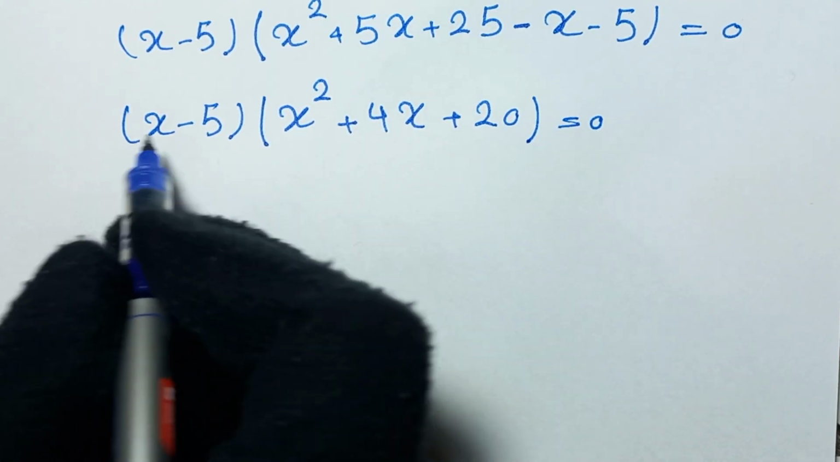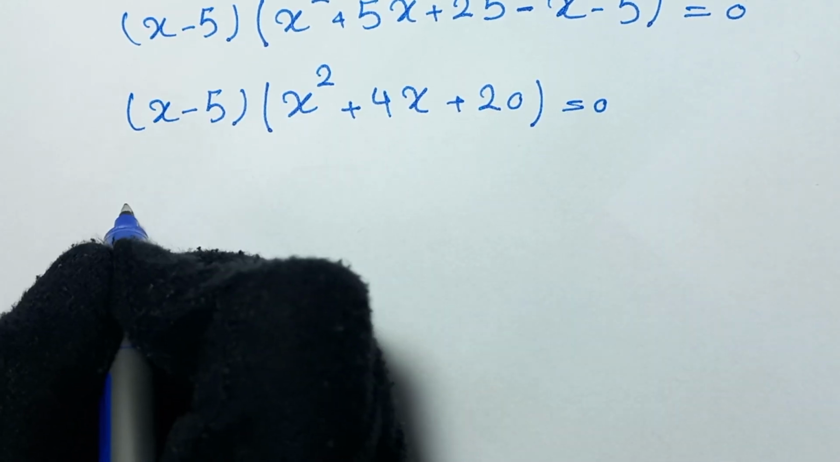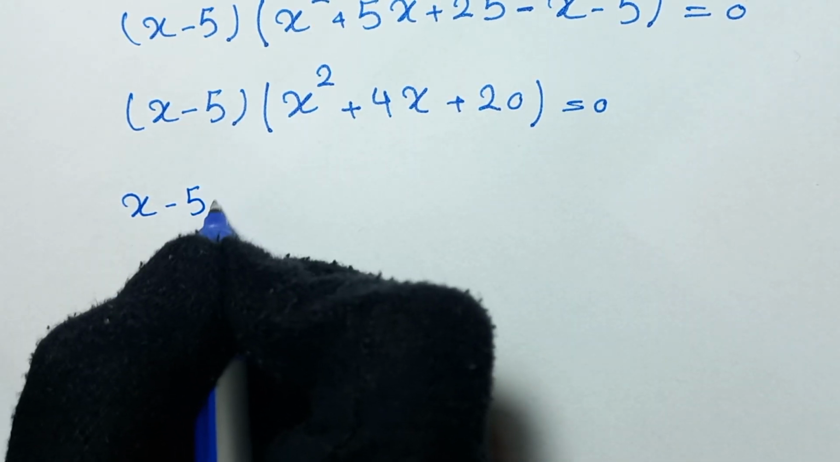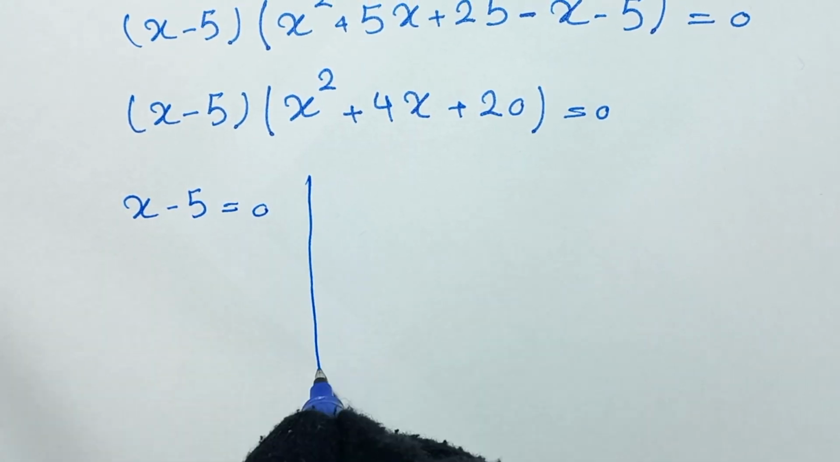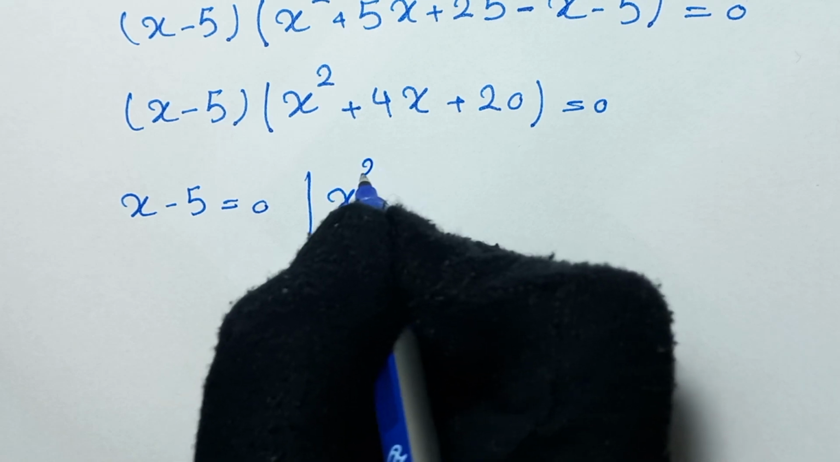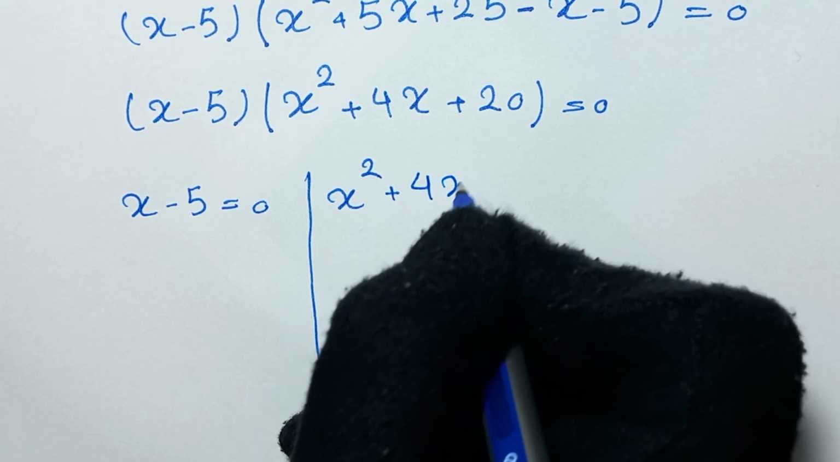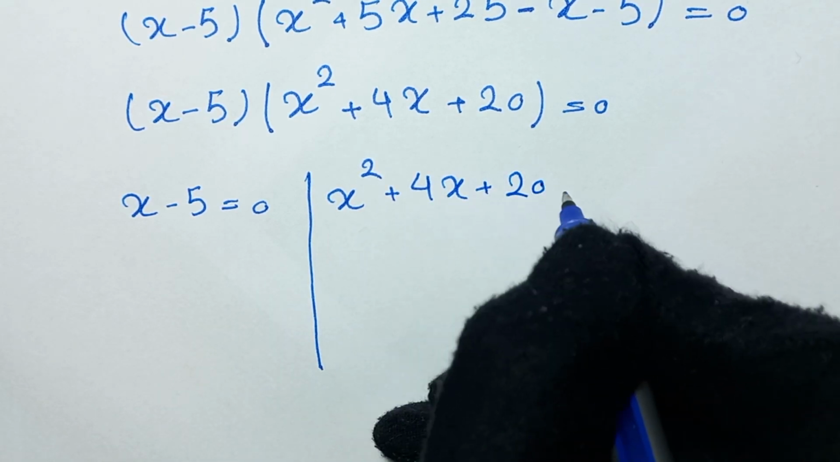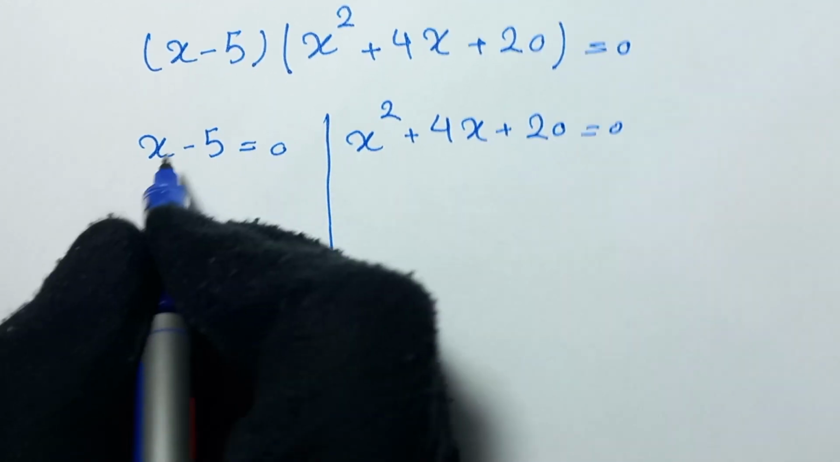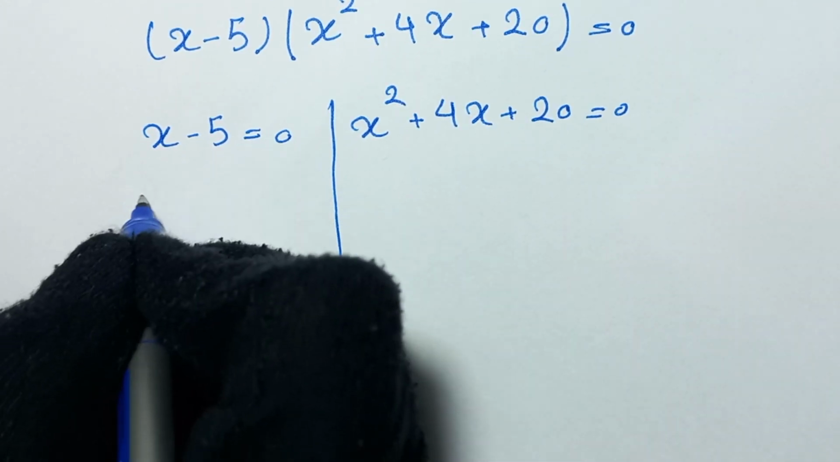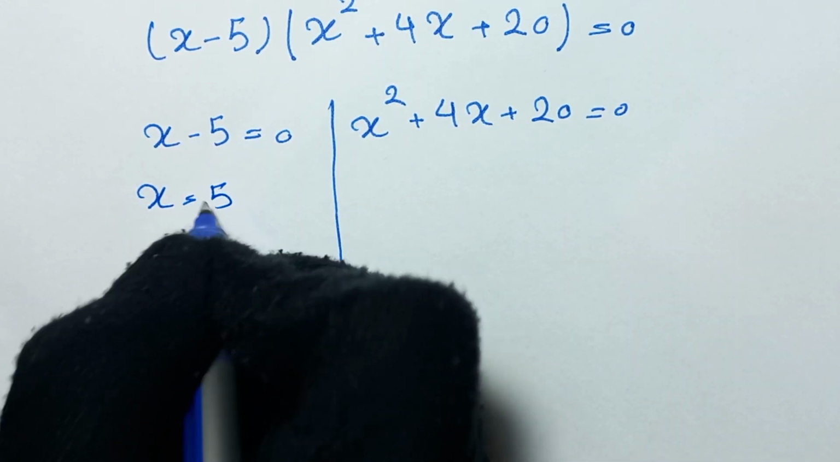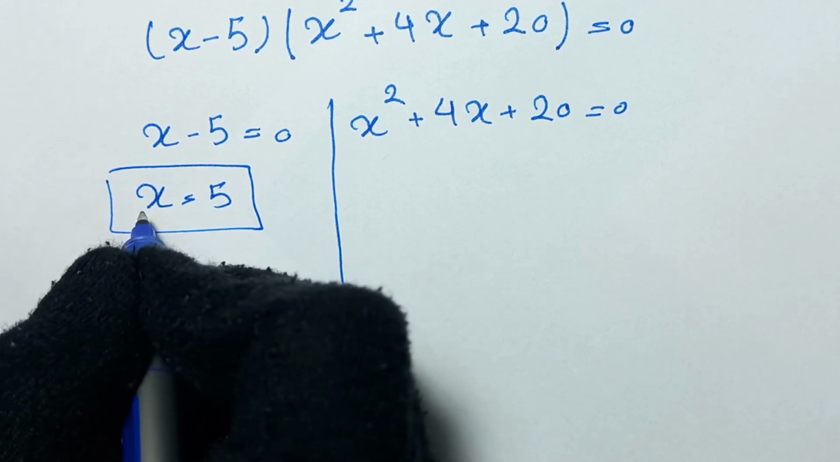Here we have two solutions for x. x minus 5 is equal to 0, or x squared plus 4x plus 20 is equal to 0. From here we take this negative 5 to this side, so it will be x is equal to 5, and this is our first answer.